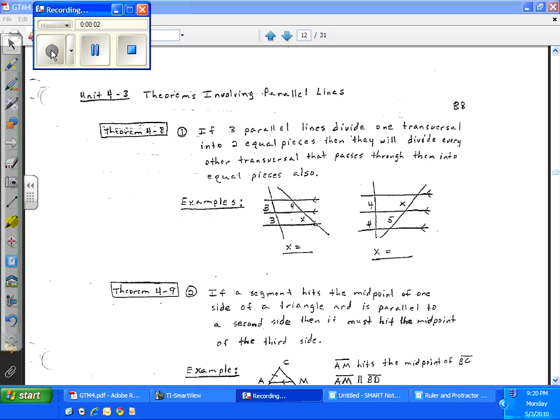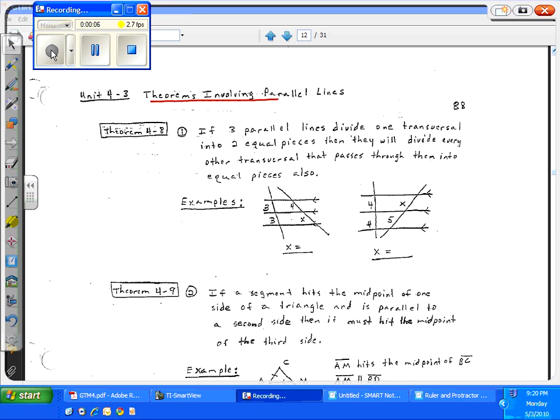Unit 4.3 is theorems involving parallel lines.